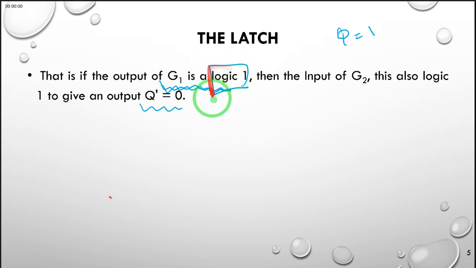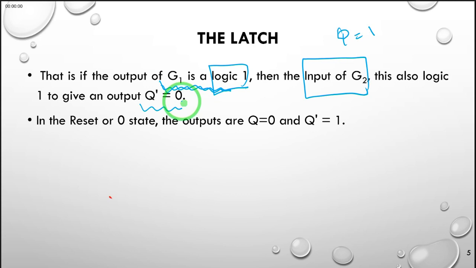And once we get the logic 1, this logic 1 is fed as the input of G2, and what we get at the output of G2 is this 0 again. So that is how we are able to maintain the locked state of set state for the latch. On the other hand, in the reset state, the outputs are vice versa. That is, output of Q is 0 and the Q bar is 1.